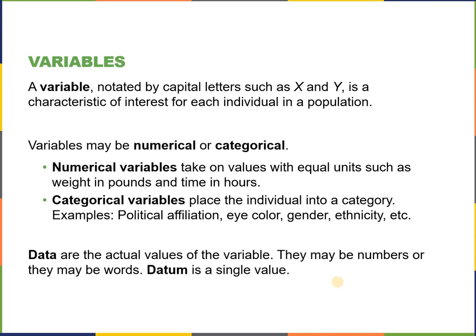Data are the actual values of the variable. So when I say the eye color is brown, that is the data value. When I say the age of the person is 28, that is a data value. So the actual value of the variable is called the data. They may be numbers or words.